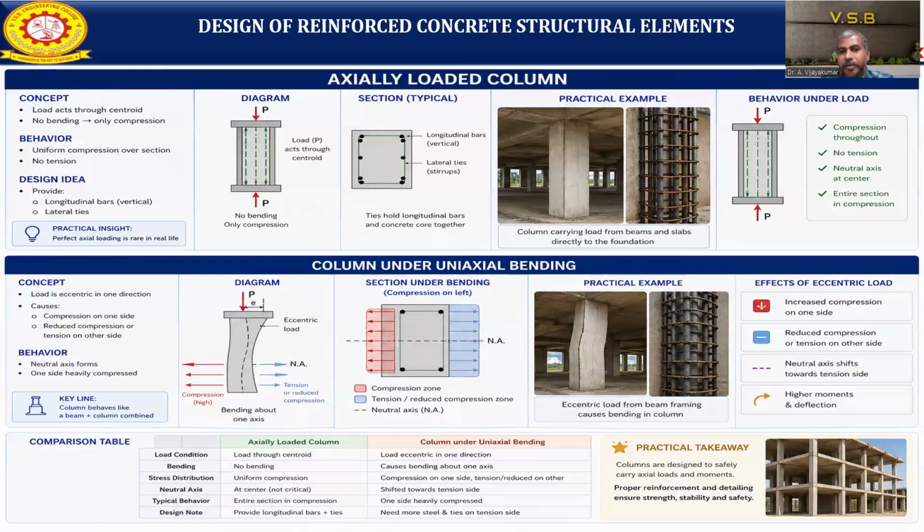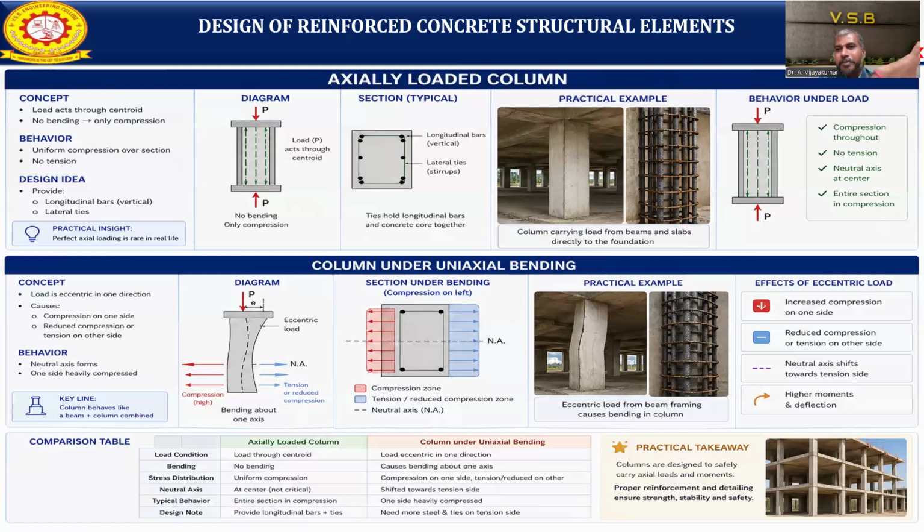So when you are designing for uniaxial bending, practically the effect is that the load increases the compression on one side. On the other side the compressive forces reduce and the tensile forces start increasing. So reduction in the compression, or tension, on the other side will be created. The neutral axis shifts toward the tension side. Then high moment or deflection will occur because of the eccentric loading.